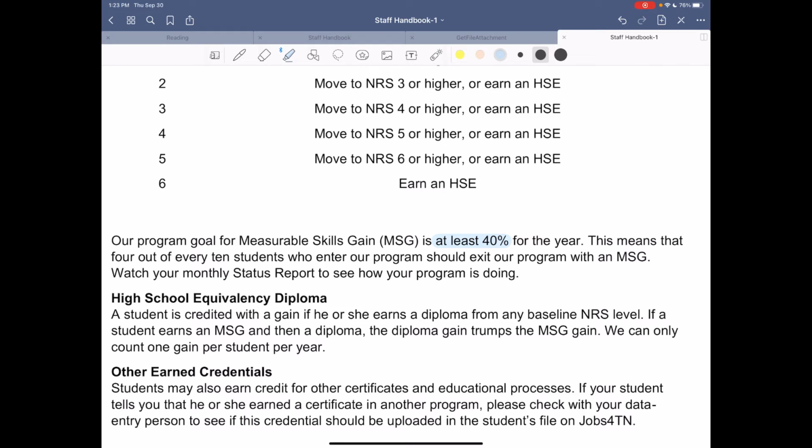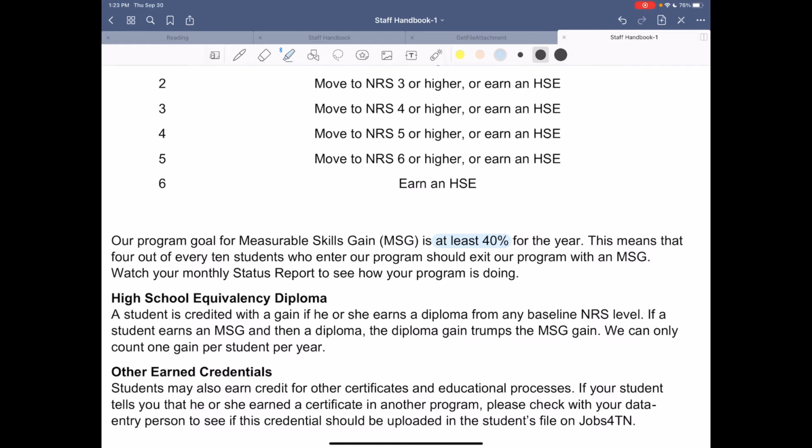4 out of 10 students get a gain. That means that 6 out of 10 leave us with nothing. And that is not something that we want to strive for. We want to strive for at least 40%. The High School Equivalency Diploma, HSE, students do get a gain if he or she earns a diploma from any baseline NRS level.